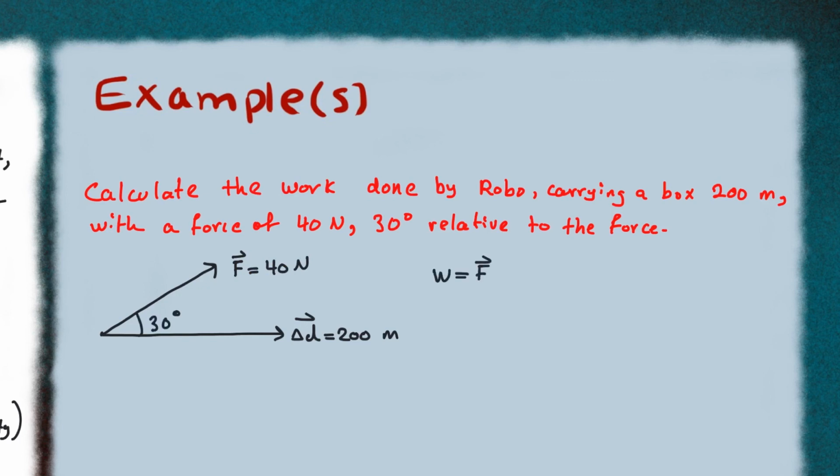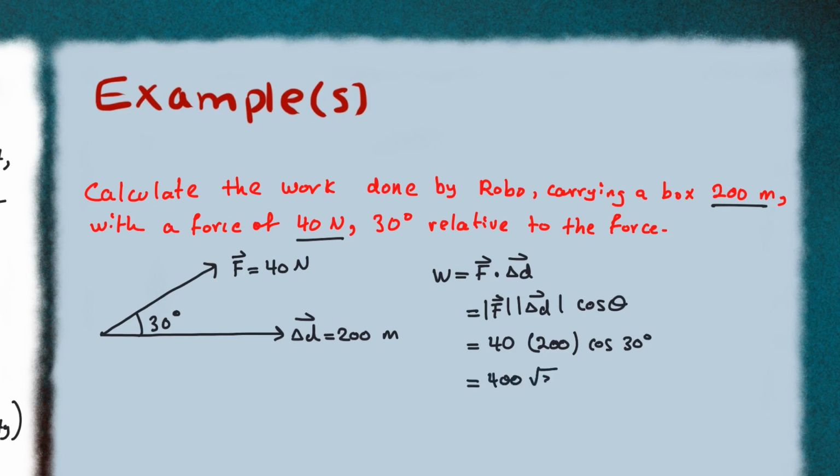We know the work is equal to vector F dot vector delta D, and that's the same as the magnitude of F times magnitude of delta D times cosine of theta. We put all the values in, 40 times 200 times cosine of 30, and we will get an exact value of 4000 root 3 or an approximate value of 6,930 joules for our final answer.